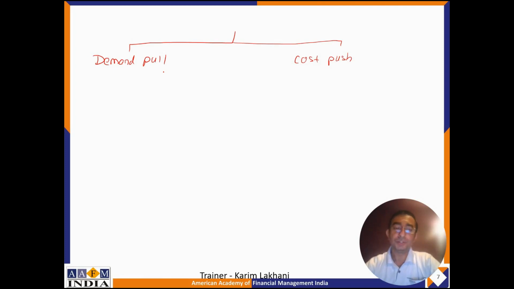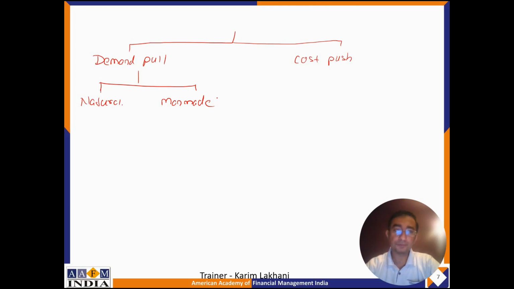So here the same thing happens. Demand pull inflation can further be categorized as natural or man-made. Naturally, what happens is that anything which comes into more demand because of its utility.